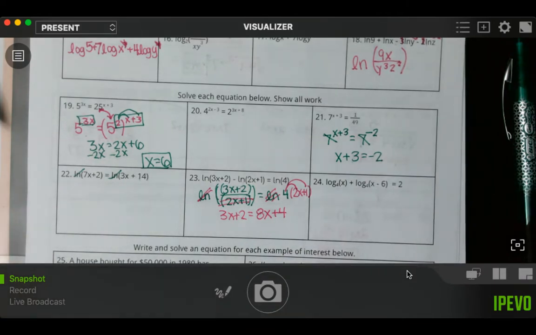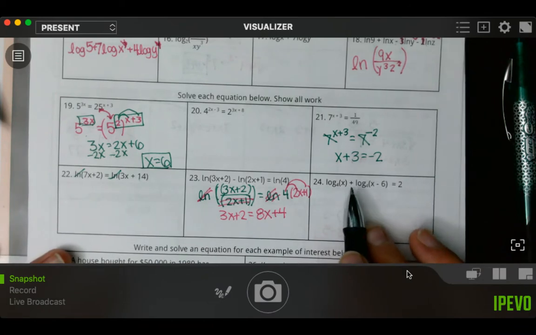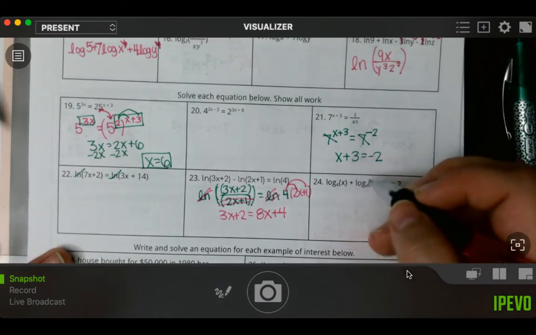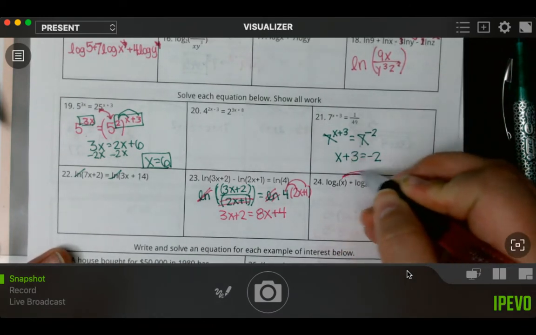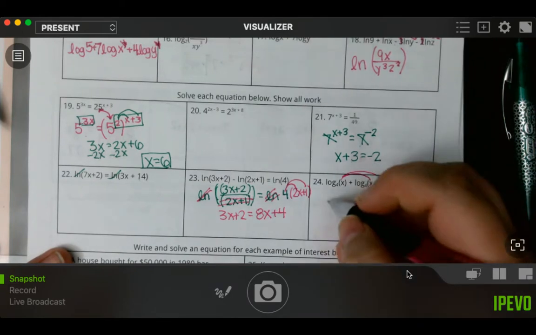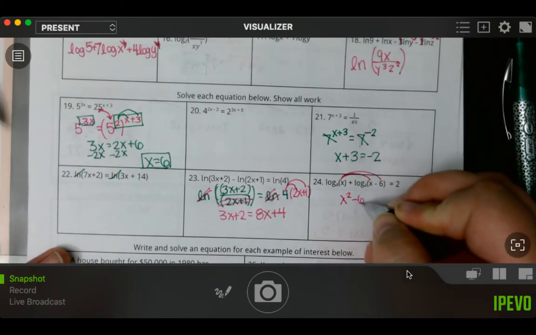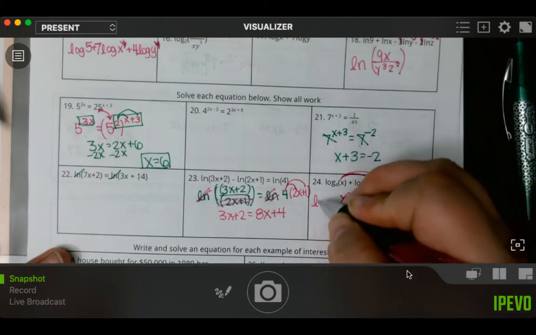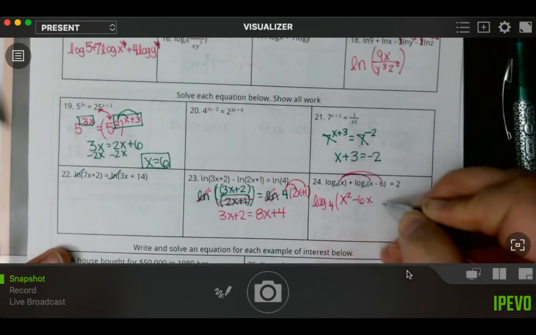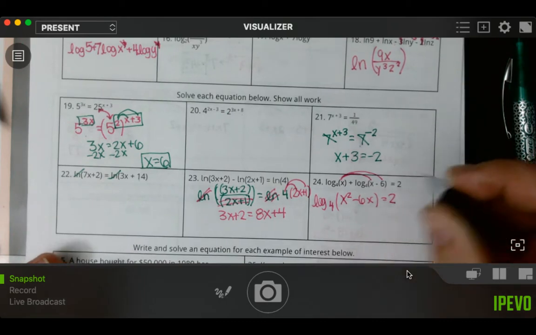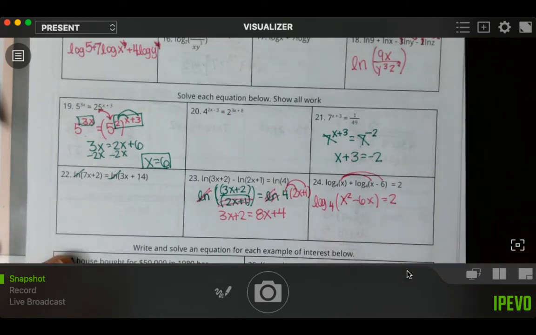And I'm going to let you guys solve that one the rest of the way out. Over here, because these two are being added, guess what? You have to multiply these two together. So that's going to become x squared minus 6x. Which means we're in a little bit of trouble here, y'all, because that means we have to factor. Whenever you see an x squared, you're going to have to factor that.